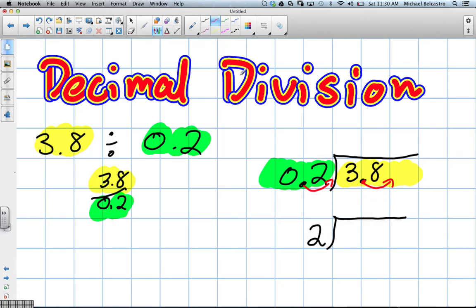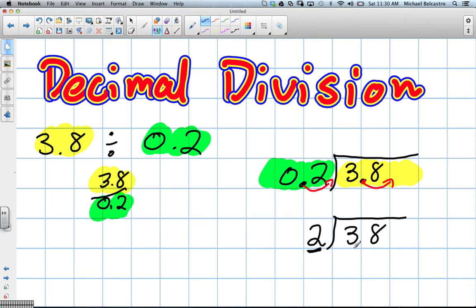So what value is now underneath? 38. So now we're dealing with 2 divided by 38. Okay? It's still an identical question. All we did was move the decimals. It's not like the multiplication where we have to put them back in at the end. We move it one at a time to make sure this is a whole number. And now we just get into our long division.